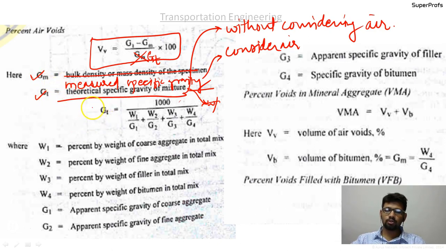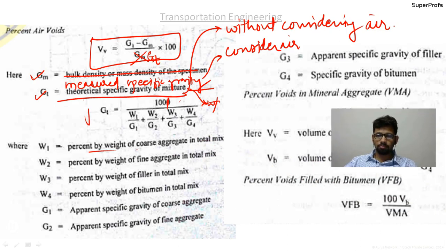First we will look forward to calculate the GT. GT is given by this formula, GT equal to 100 upon W1G1 plus W2G2 plus W3G3 plus W4G4, where W1 is the percentage by weight of coarse aggregate in total mix.